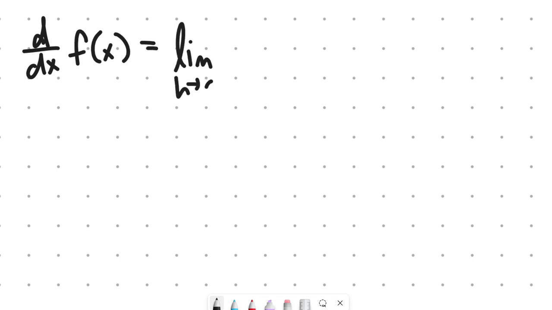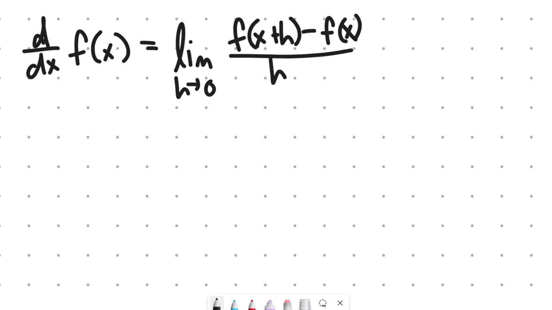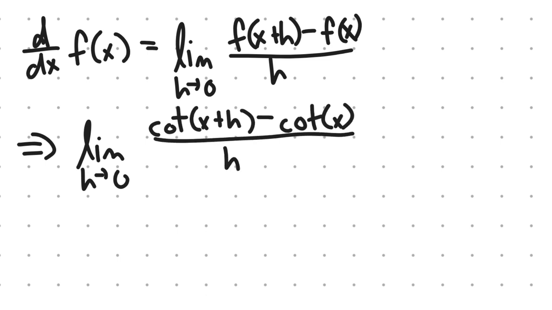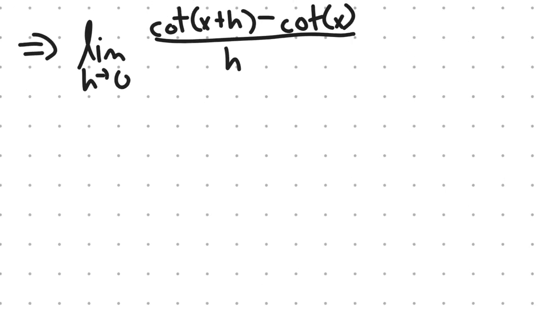Now, the limit definition says the derivative of any function f of x is equal to the limit as h approaches 0 of f of x plus h minus f of x, all over h. Since we have this, we just plug the cotangent into this limit. So we'll have the limit as h approaches 0 of cotangent of x plus h minus cotangent of x, all over h.